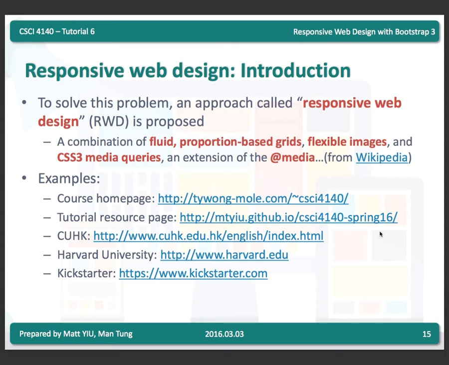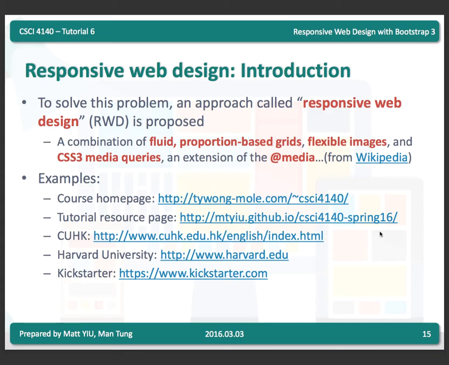In recent years, some developers proposed a new approach for web design, which is responsive web design, RWD, which is a combination of fluid, proportion-based grids, flexible images, and CSS3 media queries, an extension of the @media rule. I will go through them later.